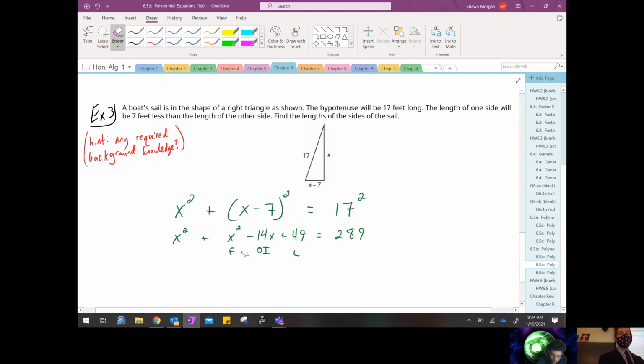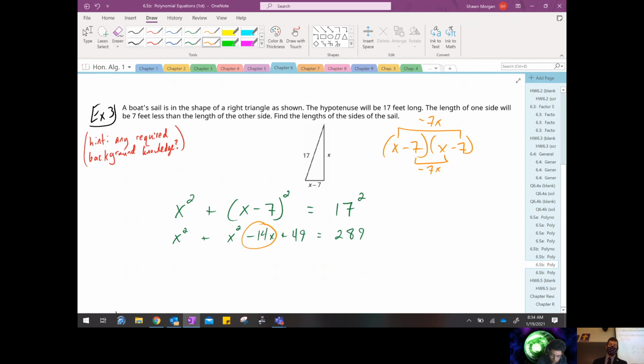Question, Luke? Where did you get that? It's okay. We FOIL it out. So x minus 7, that's where it comes from. And then when we do the outer, that's negative 7x. We do the inner, that's another negative 7x. So that combines to give us our negative 14x. That's the OI. And you guys, these are important questions. You've got to ask, okay?